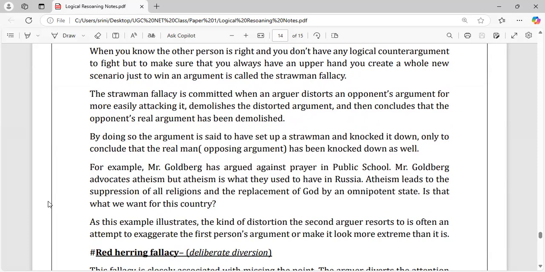For example, Mr. Goldberg has argued against prayer in public school. Mr. Goldberg advocates atheism, but atheism is what they used to have in Russia. Atheism leads to the suppression of all religions and the replacement of God by an omnipotent state. Is that what we want for this country? As this example illustrates, the second arguer distorts the first person's argument, often in an attempt to exaggerate it or make it look more extreme than it is.